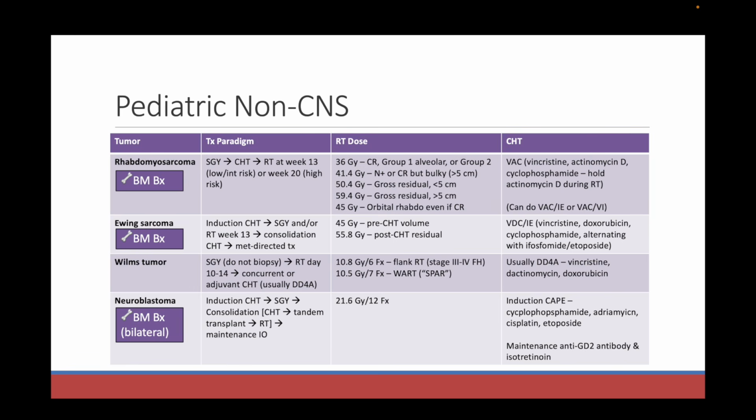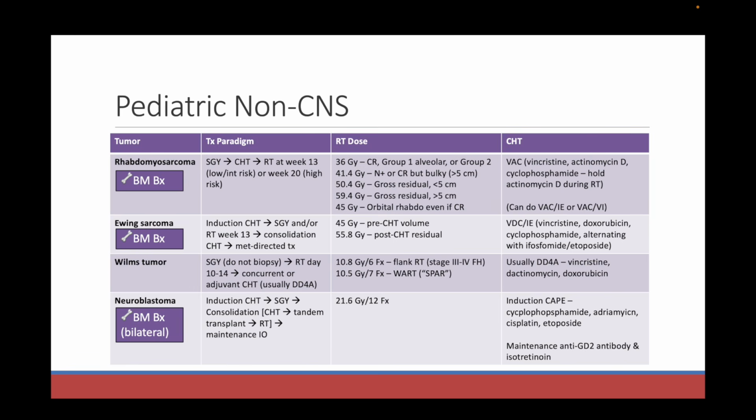There's certain expendable bones where surgery is fine, but many times if it involves a critical bone like the hip or something like that, or if they would require amputation, then radiation is preferred at week 13. And the dose of radiation is 45 gray to a pre-chemo volume, and then 55.8 gray to a post-chemotherapy residual. And your margins are usually smaller than with adult sarcomas, so usually just 1 centimeter margin. But the pre-chemo volume for Ewing gets 45 gray, the post-chemo gets 55.8 gray.